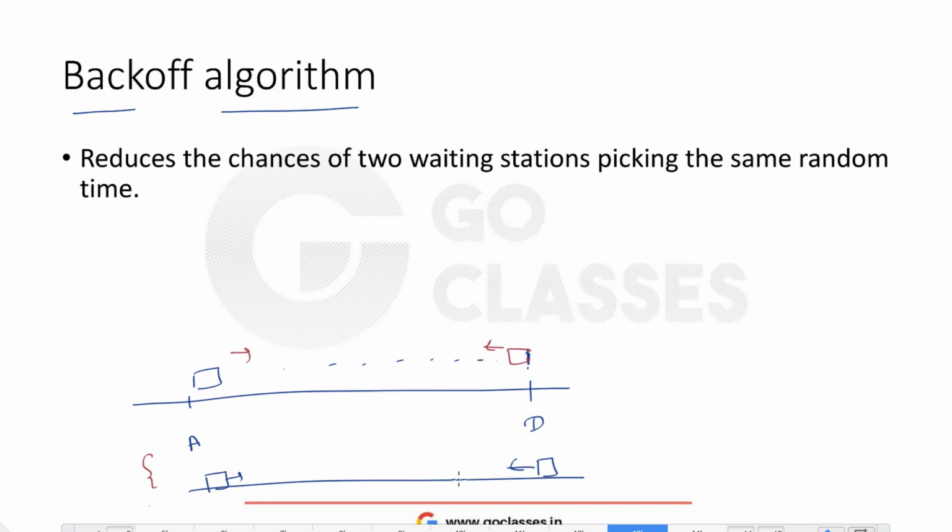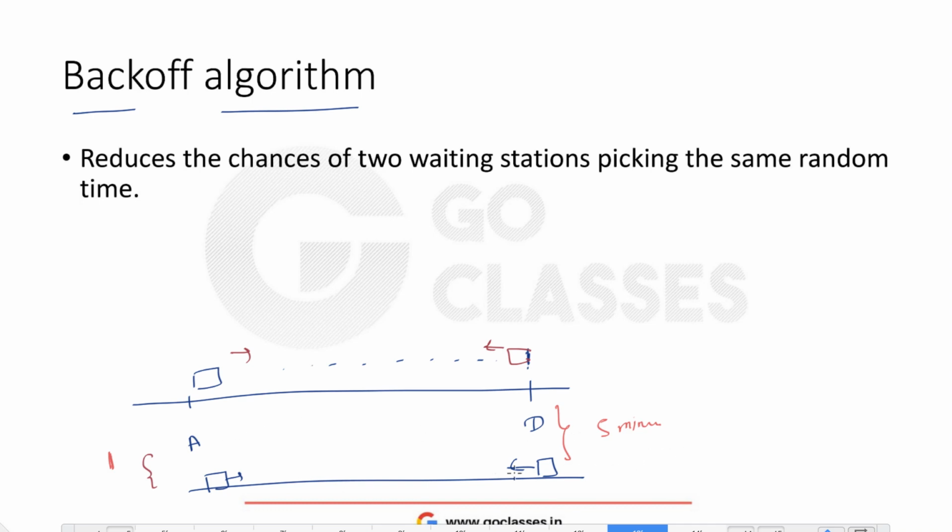And in this case, these packets will never get delivered to A or D, but we do not want collision, right? So there is some random amount of time that we will ask A to wait, and some random amount of time that we will ask D to wait. Suppose we ask A to wait for only 1 minute, but we ask D to wait for, let's suppose, 5 minutes. Then after 1 minute, A will start sending the packet. It will get delivered to D, and in this case there will not be any collision.